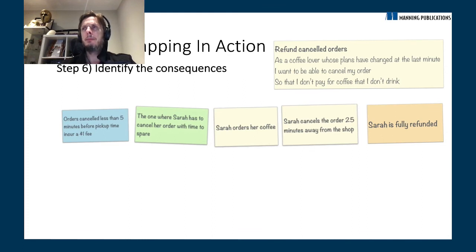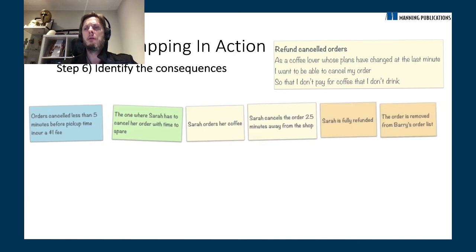So that's the outcome. Now, one thing that consequences allow us to do is have conversations about whether there are other outcomes that we need to consider. Is Sarah fully refunded? Is that all we need to consider? Well, no. We also need to remove the order from Barry's order list. If we don't do that, it would be a bug. So we need to consider all of the outcomes of a particular scenario. And that's why consequences are really powerful. They really make us think about those different flows and different variations that can happen in a particular scenario.